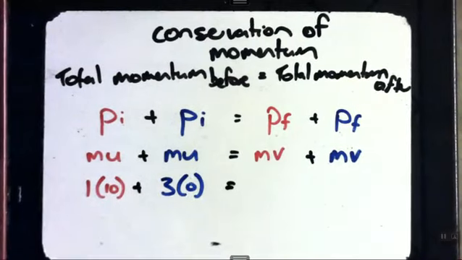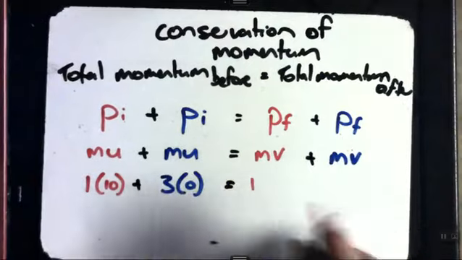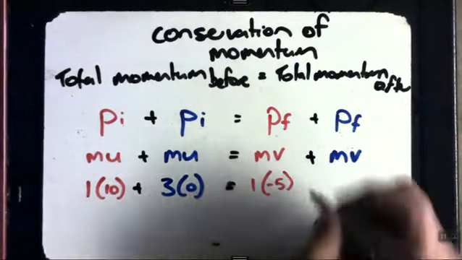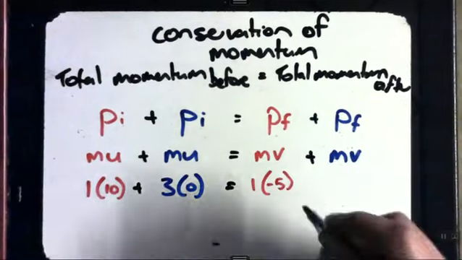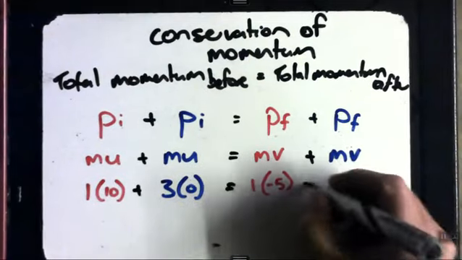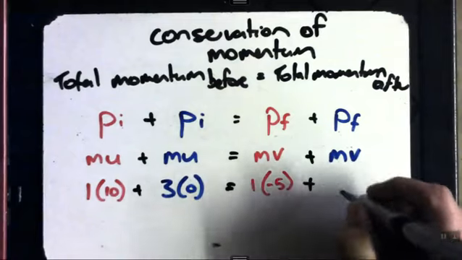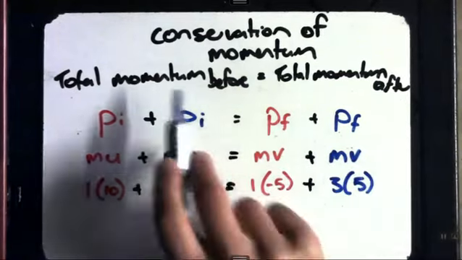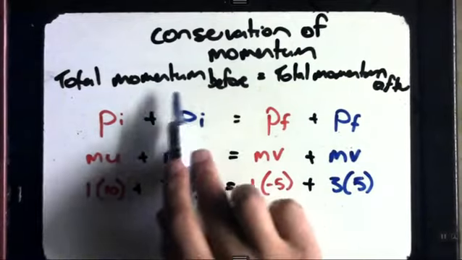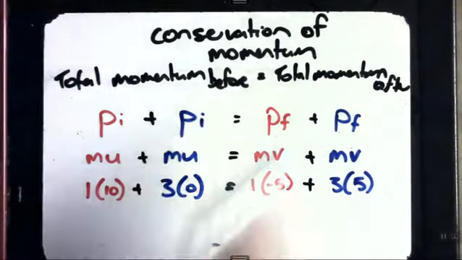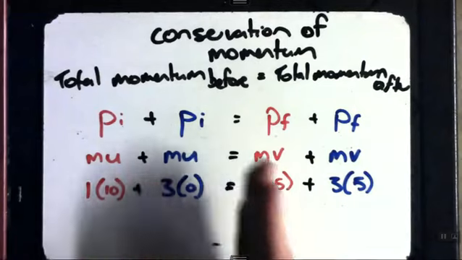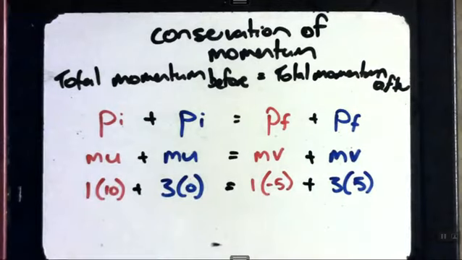Then the final velocity of the red one was negative 5, and the final velocity of the blue one, which had a mass of 3, was positive 5. So if this is true, if the total momentum before is equal to the total momentum after, the sum on the left hand side would be equal to the sum on the right hand side. Let's see if that works out.